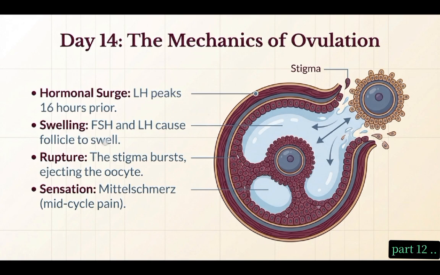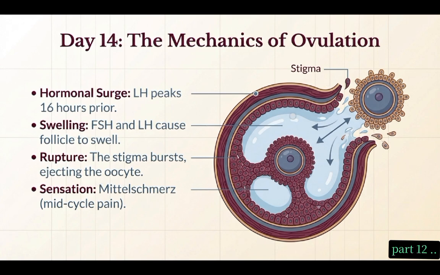So the follicle stimulating hormone and the luteinizing hormone now cause the follicle to start swelling up. And as the follicle swells up, it bulges out at the surface of the ovary. As it bulges out at the surface of the ovary, what happens? The stigma bursts, and as the stigma bursts, the oocyte is ejected.